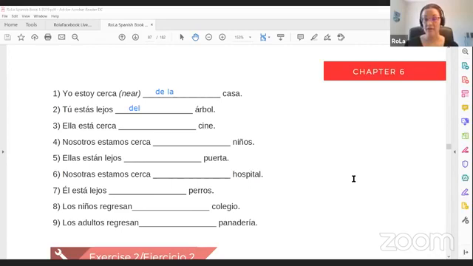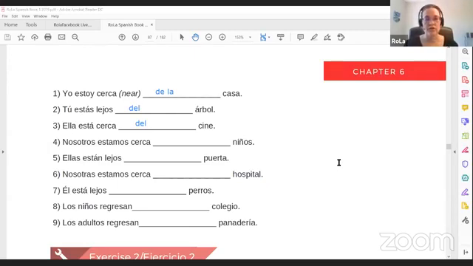And again, we have another candidate for our contraction because we have de and el, and we know now this should make the contraction del. Ella está cerca del cine. She is near from the movie theater. I know it doesn't sound exactly perfect in English, but that's the meaning.